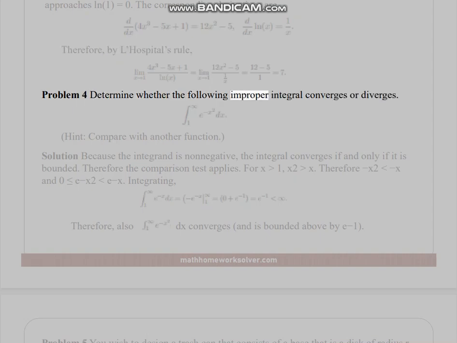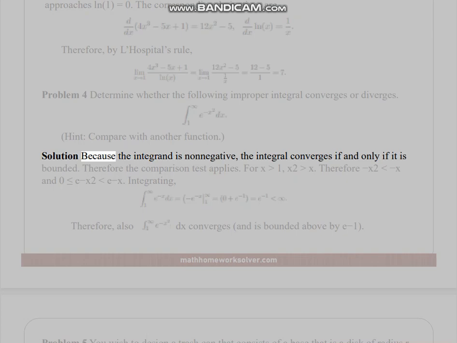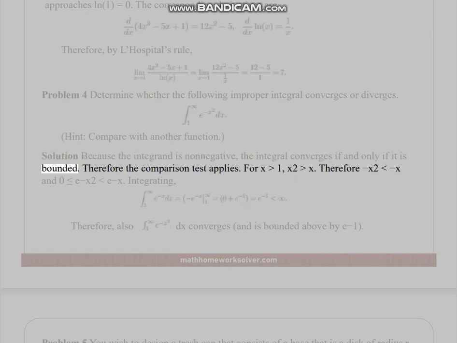Problem 4. Determine whether the following improper integral converges or diverges. Hint: compare with another function. Solution: because the integrand is non-negative, the integral converges if and only if it is bounded. Therefore, the comparison test applies. For x greater than 1, x squared is greater than x. Therefore, minus x squared is less than minus x, and 0 is less than or equal to e to the minus x squared, which is less than or equal to e to the minus x. Integrating, the integral of e to the minus x dx converges, and therefore the original integral also converges, and is bounded above by e to the minus 1.